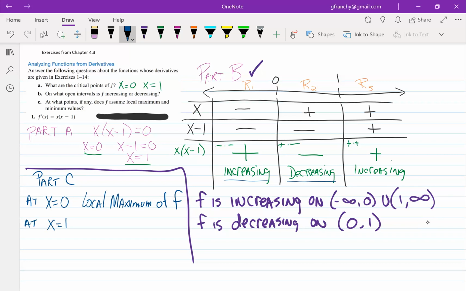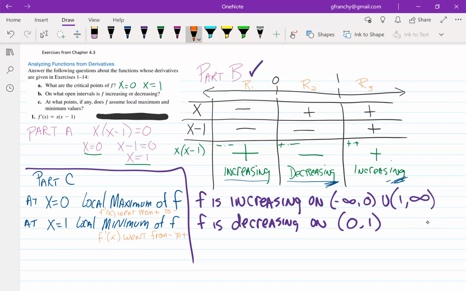At x equals 1, we go from decreasing, heading downward, to increasing, heading upward. So going down to up, that's going to give our original function f a local minimum. Again, the reason in each of these cases is that our derivative went from positive to negative for x equals 0, and our derivative went from negative to positive at x equals 1.